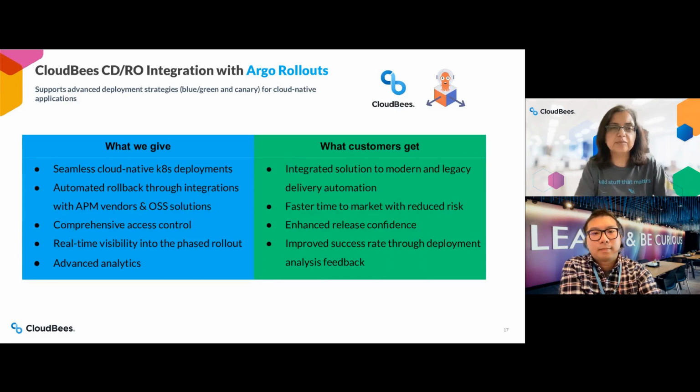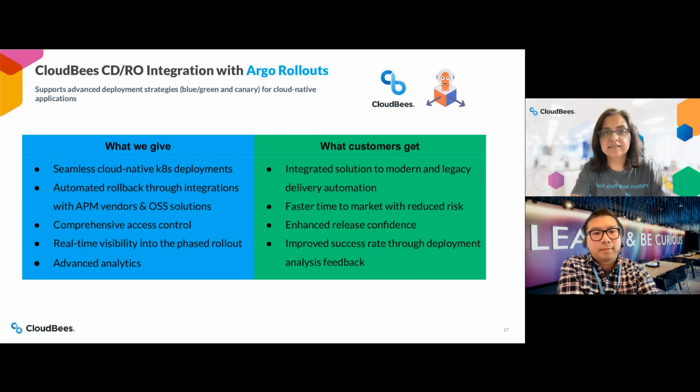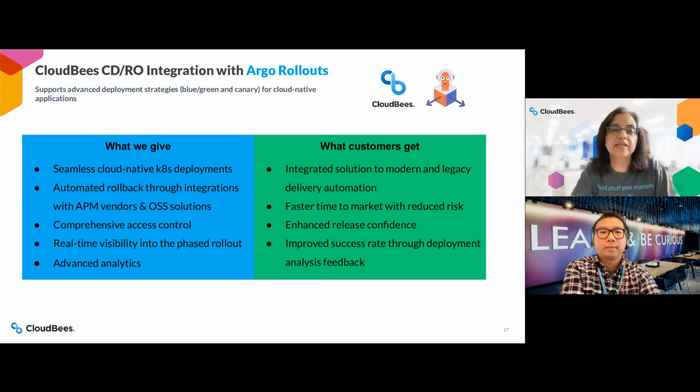So Argo Rollout is really a Kubernetes controller and a set of CRDs that allow customers to do deployments into Kubernetes using more advanced deployment strategies such as canary, blue-green, canary analysis, and progressive delivery, which are not natively supported by Kubernetes.